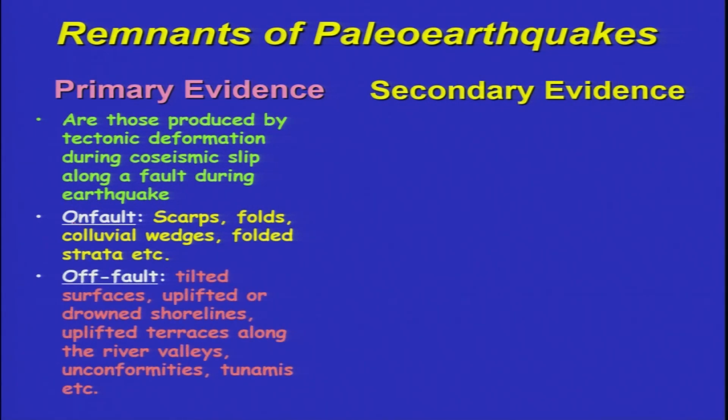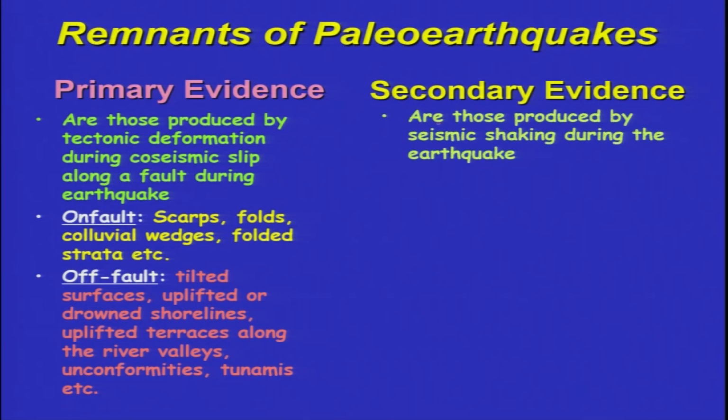And this is on fault, near the fault. Off fault, what you will see are tilted surfaces, uplifted and rounded shorelines, uplifted terraces along the river valleys, and unconformities. Also off fault, the secondary evidence is the tsunami, but this can also be considered a primary one, because it helps us understand what type of earthquake resulted in the tsunami, mainly in subduction zone regions.